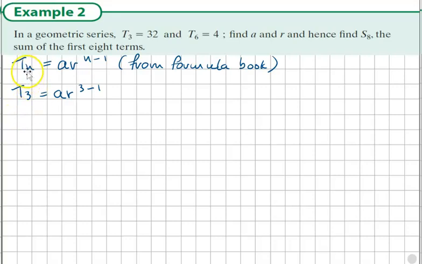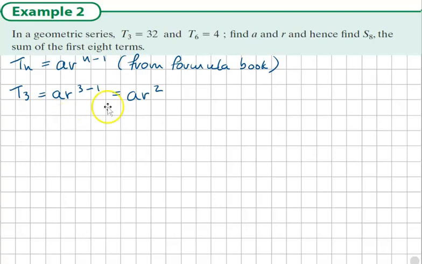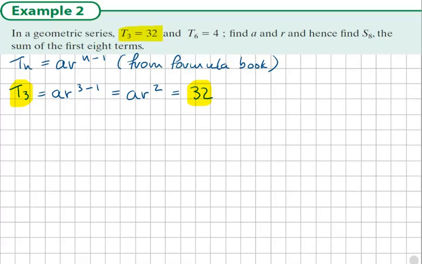So we replace the n with 3 because we're told term 3 is equal to 32. We'll come back to the 32 part in a minute. And we replace that n with 3 as well. So then simplifying, we get a r squared. That's going to be equal to 32 because that's what they tell us in the question.